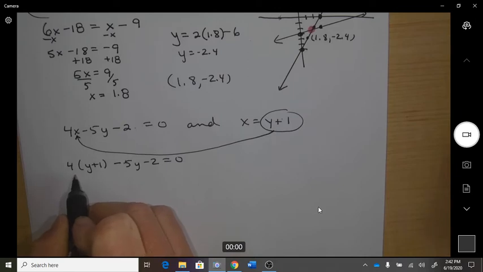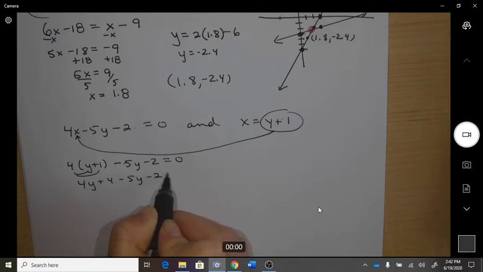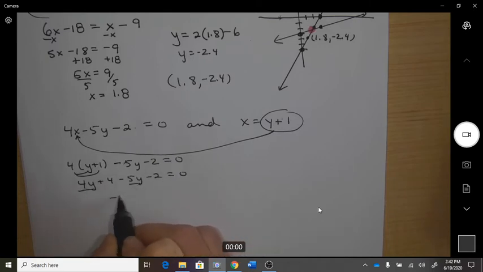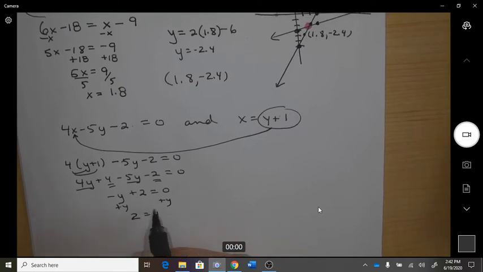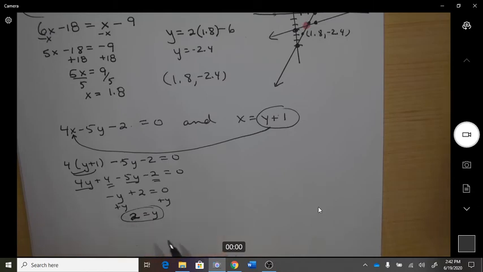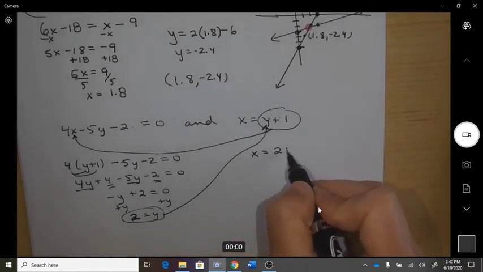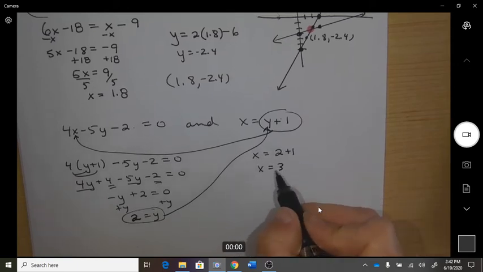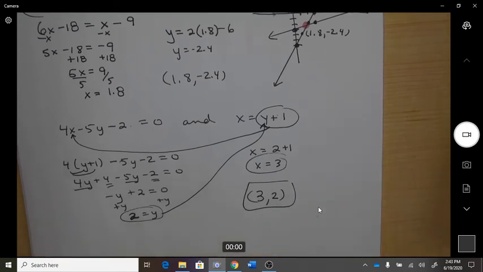Okay, and then it's all the same kind of idea. Distribute, collect y's together, collect numbers together, and then I would add y to both sides. So 2 equals y. And then I would go here and replace my y with 2, so x equals 3. So writing a coordinate, you'd get 3 comma 2.